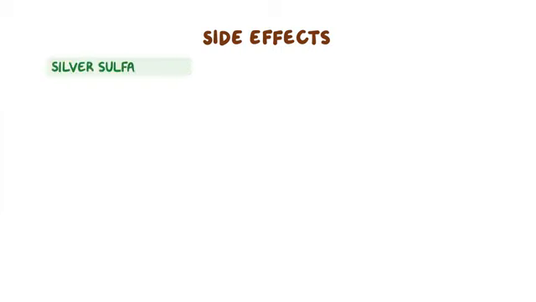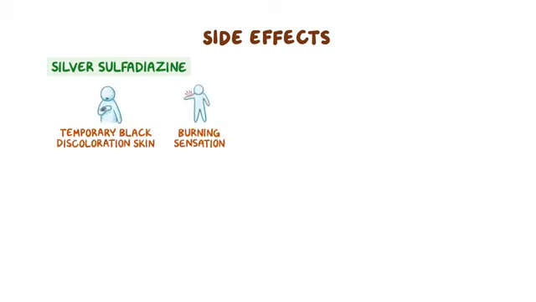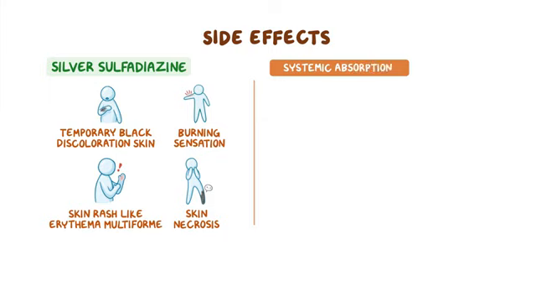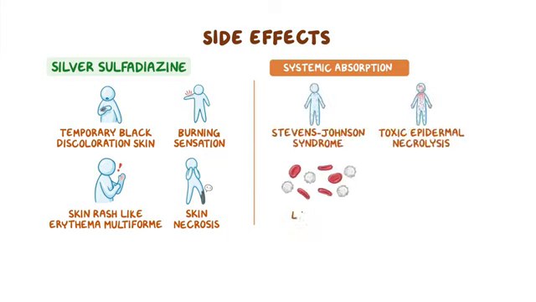Lastly, sulfur-sulfadiazine can leave a temporary black discoloration on the skin and can cause a burning sensation, a skin rash like erythema multiforme, or even skin necrosis. Finally, systemic absorption of sulfur-sulfadiazine has also been associated with severe hypersensitivity reactions such as Stevens-Johnson syndrome and toxic epidermal necrolysis, as well as leukopenia and interstitial nephritis.